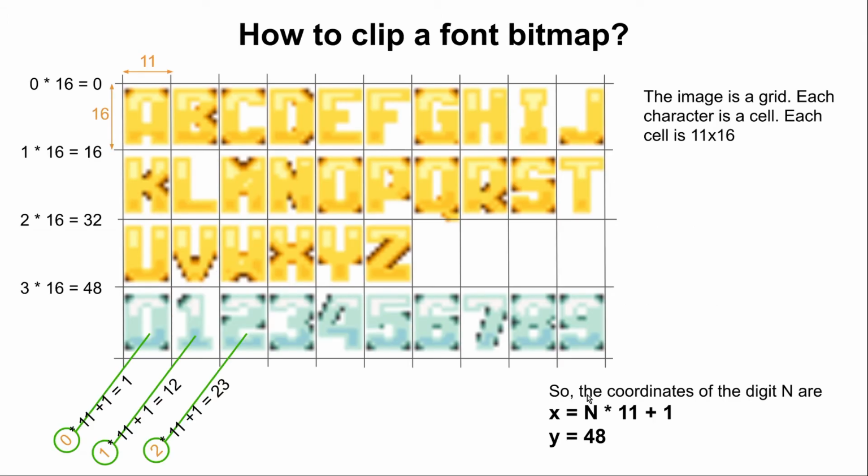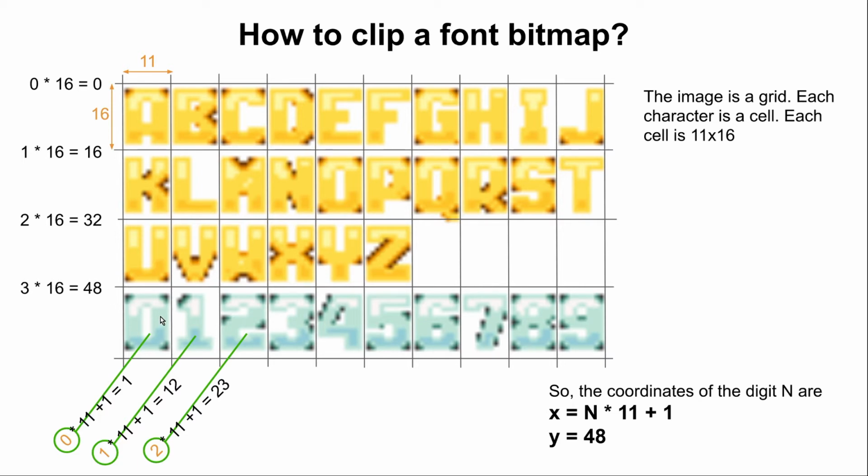That's my bitmap. It's basically a grid. Each character has the same size, in my case 11 by 16. So when I want to clip, I want to find the x, y, the coordinates of the top left corner of the character, and then it's always going to be 11 by 16. So to find the row, here I want the digits only. To find the row, it's always going to be 48 for me, because the last row, the third row, is at coordinate y48.